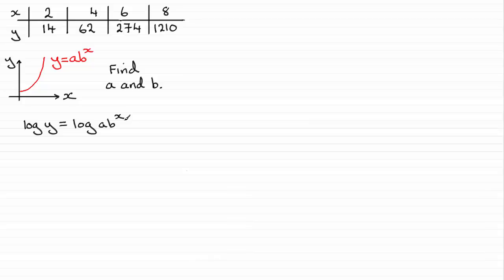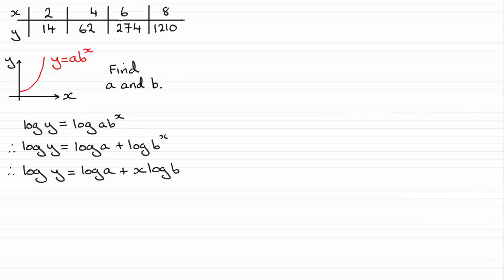And then what I'm going to do is use the addition rule here. This is a times b to the power x. So using the addition rule for logs, we can write this as the log of y equals the log of a plus the log of b to the power x. And then using the power rule, I can take the x to the front of log b, and that's going to give me this statement here. Now what I'm going to do is just reverse these two terms here. You'll see why in a moment. We get log y equals x times log b plus log a.